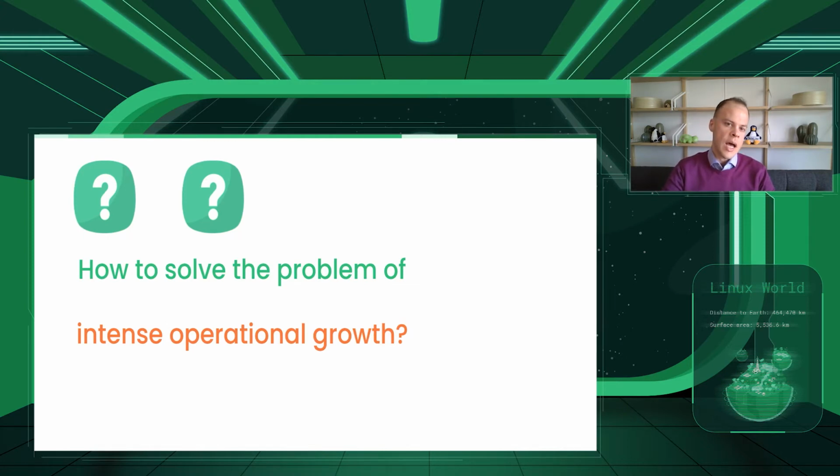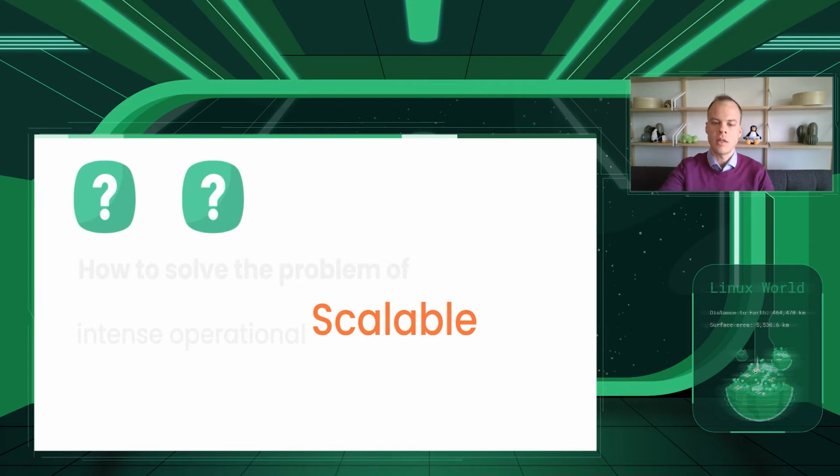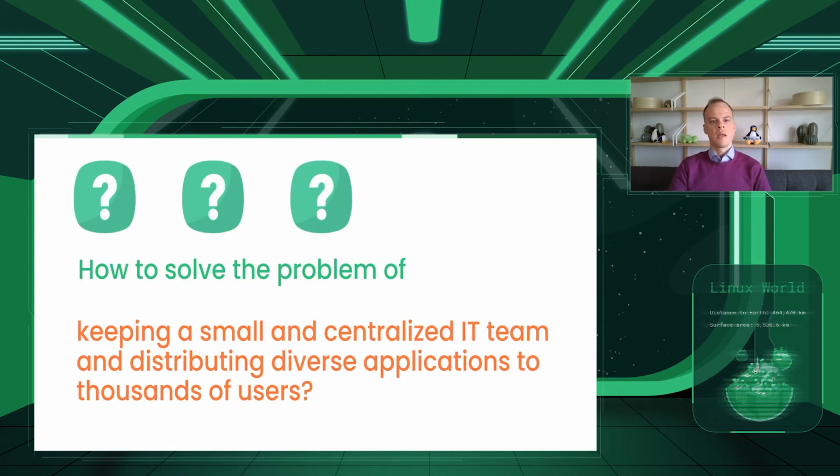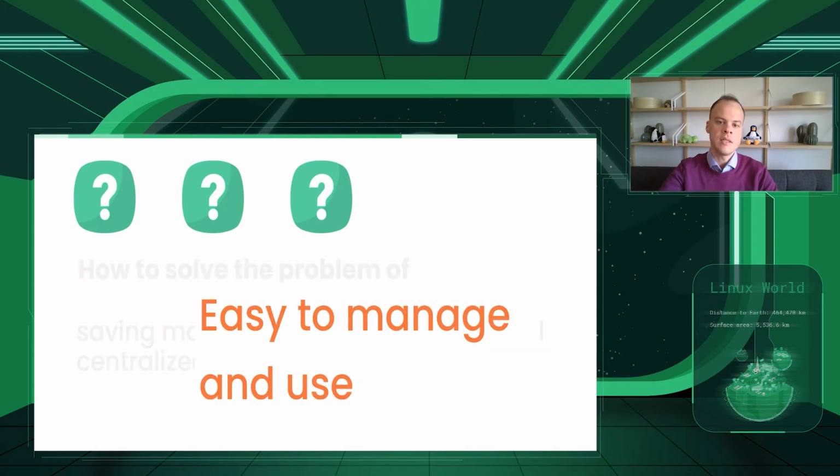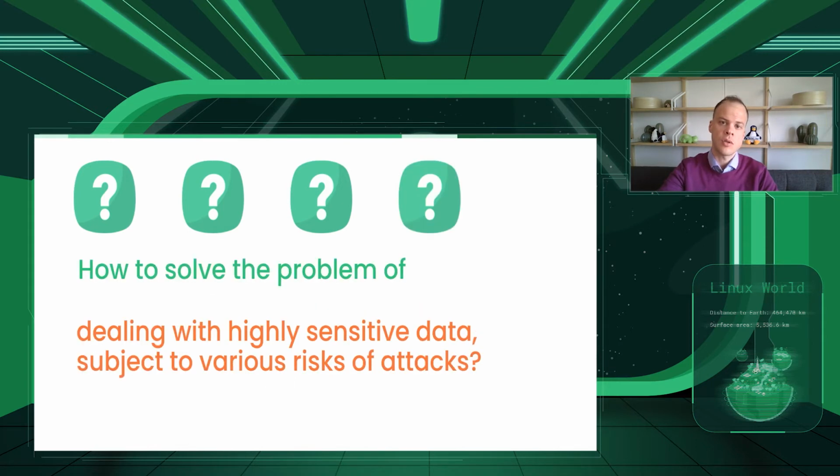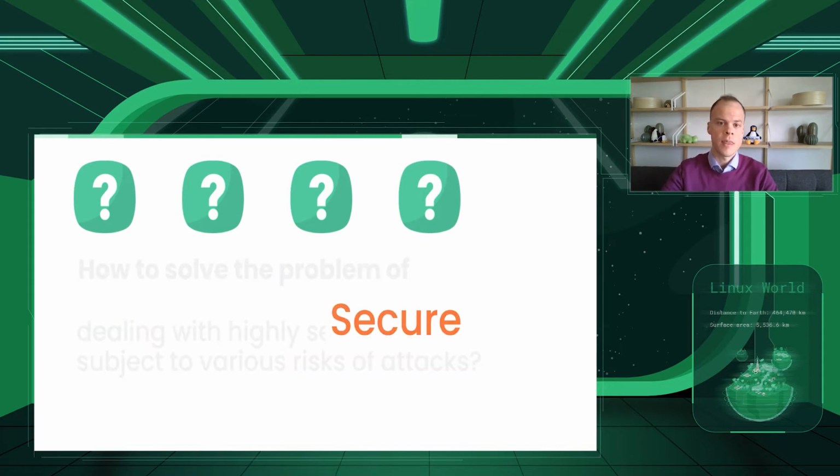A second question: how to solve the problem of intense operational growth? One keyword that summarizes how this problem should be solved is a system that is scalable. The third question: how to solve the problem of keeping a small and centralized IT team and distributing diverse applications to thousands of users? This question had the keywords easy to manage and use as a solution. Fourth question: how to solve the problem of dealing with highly sensitive data subject to various risks of attacks? The answer to that specific question is a secure system.